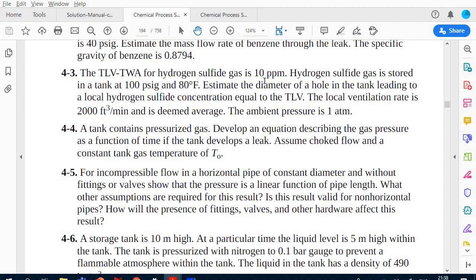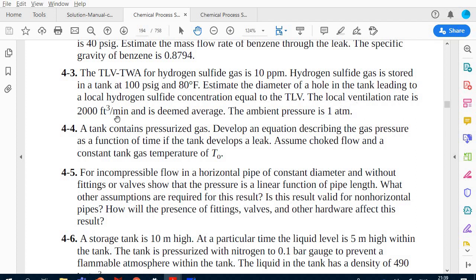Okay, so we want to estimate the diameter of a hole in the tank, leading to a local hydrogen sulfide concentration equal to the threshold limit value. So this is the diameter that will lead us to get to this threshold limit value, to be careful that it doesn't get there.